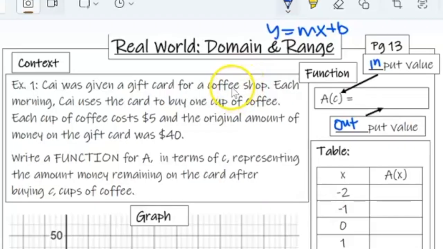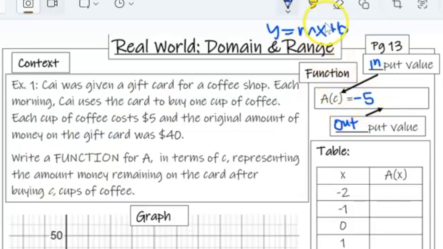As I go into the coffee shop, there's a number that keeps happening. And if you read this question carefully, it says, I start off with $40. Then every time I go buy a cup of coffee, it's minus $5. I buy a cup of coffee, minus $5. So therefore, the number that's repeating, my slope, is negative $5.